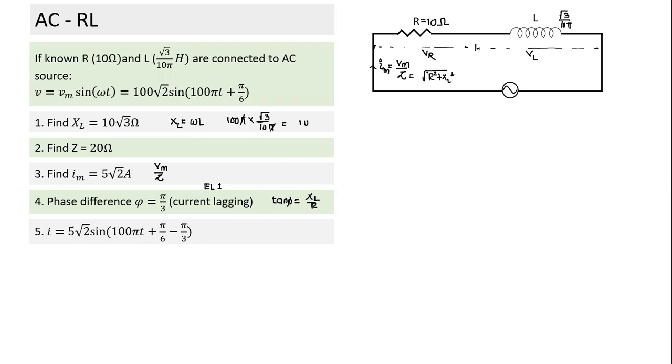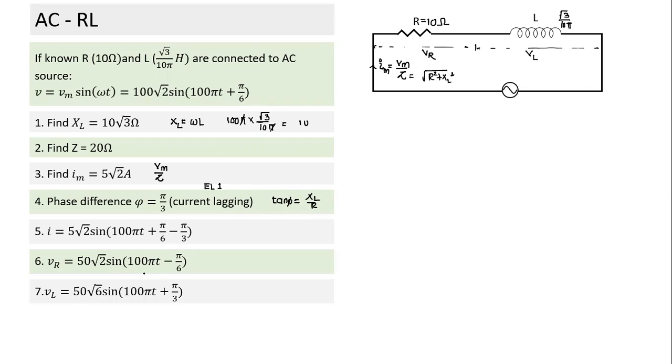Once I have current, can I write an expression for VR and VL also? Yes, sir. We can write expression for VR and VL. How do we write VR? What is the amplitude of voltage across resistance? It will be equal to I naught into R. So VR also I can write. And what will be the phase constant here? VR will be in the same phase as current. So this also is minus pi by 6.